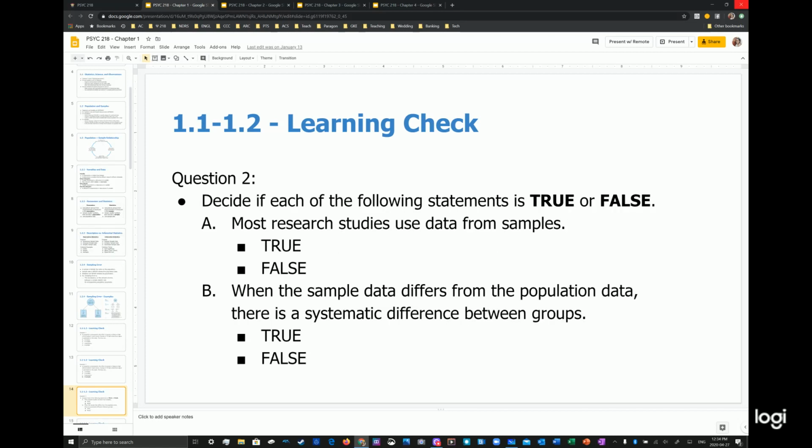Question 2. Now, there are two questions here in the true or false. A. Most research studies use data from samples, true or false? Take a moment to think there. Write down your answer. Or B, when the sample data is different from population data, there is a systematic difference between groups. That means whether there's a difference between one sample and another. Can we say that with just looking at the sample data?